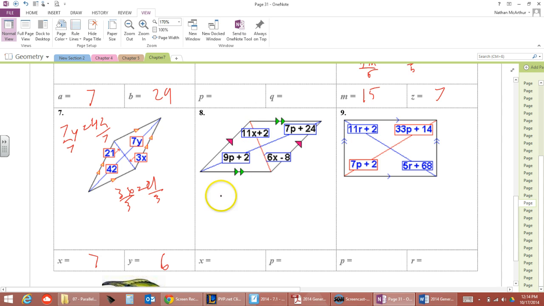Again, same idea with the bisectors here. I say 11x plus 2 is equal to the other part of this red diagonal, which is 6x minus 8. Subtract 6x to get 5x. I subtract 2, this gets me negative 10. So I say that 5x is equal to negative 10, divide by 5. And I say that x is equal to negative 2.